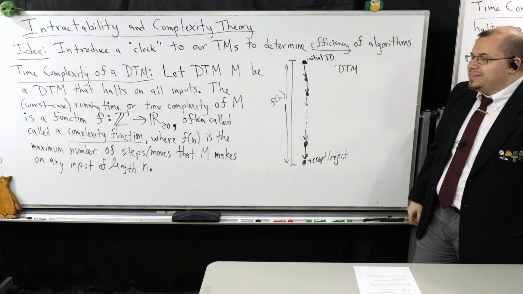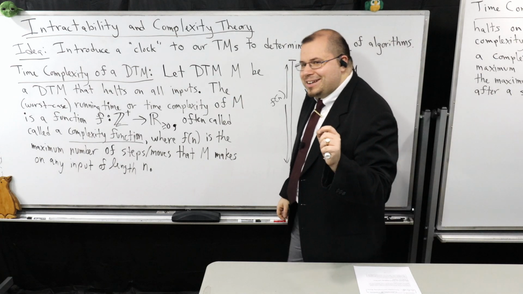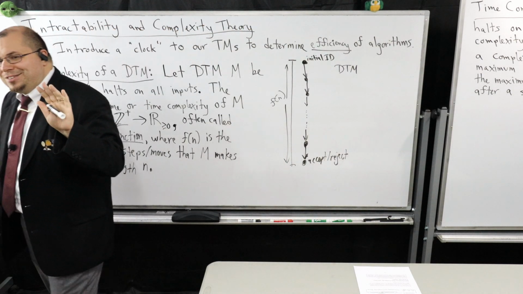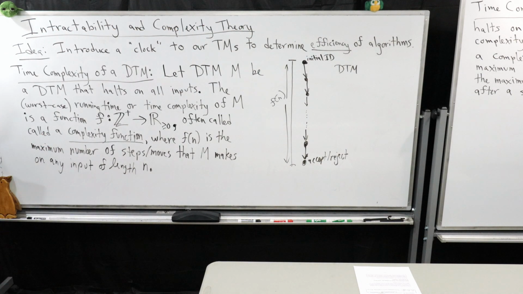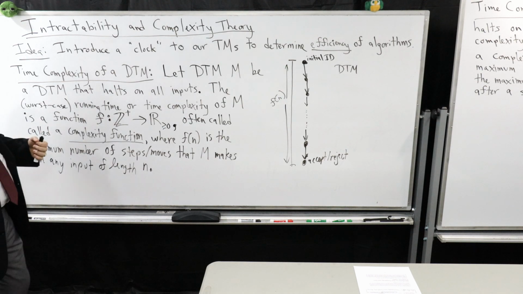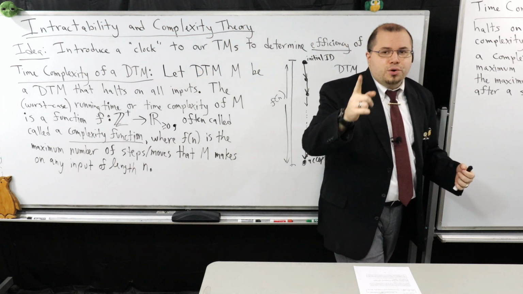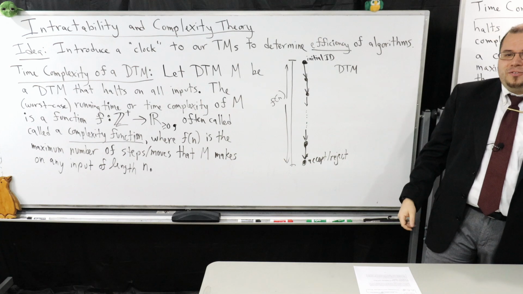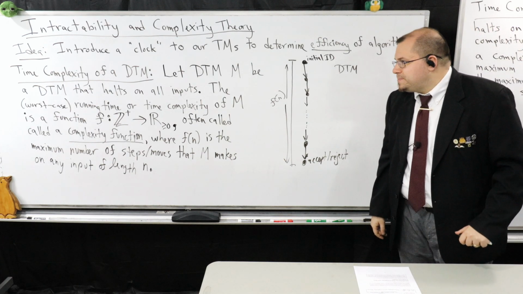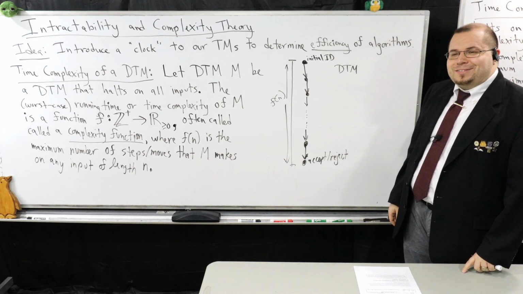So what I'm going to do is I'm going to introduce a clock to our Turing machine so that I can measure how long they take. So what's this clock going to simply be? It's simply just going to be that I'm just going to count the number of moves or steps that happen for my Turing machine models. So that's really all it is.